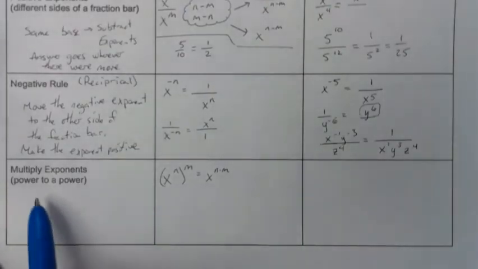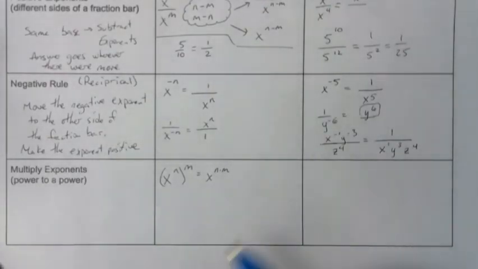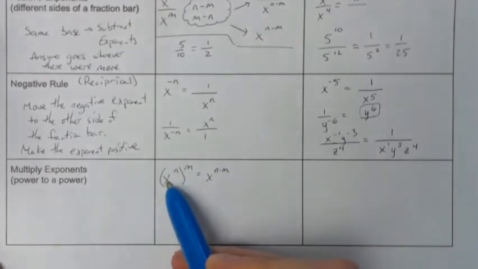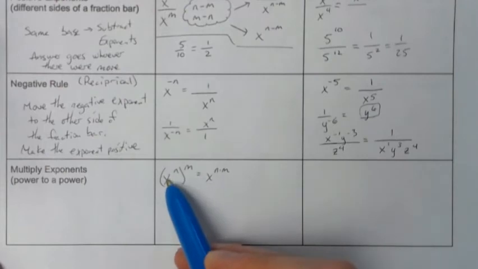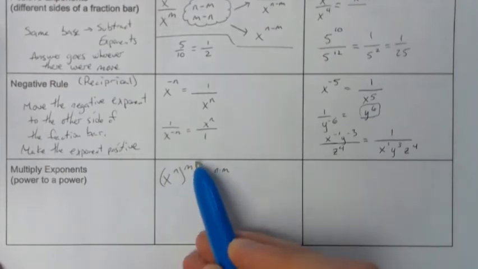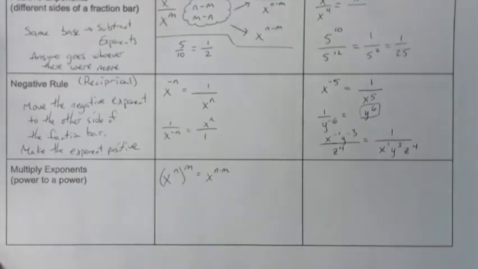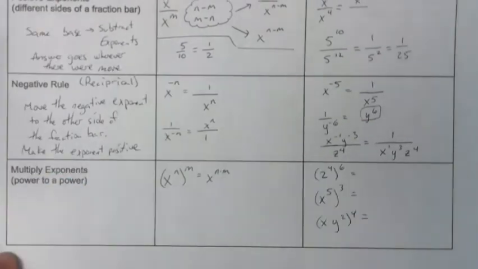This last rule is called the power to power rule, and it's expressed like this. I have a single base, and I have 2 exponents. You see that 1 exponent is attached to the base, 1 exponent comes after parentheses. And very simply put, you need to multiply the exponents. Let's see a few examples. Pause now and try these examples.